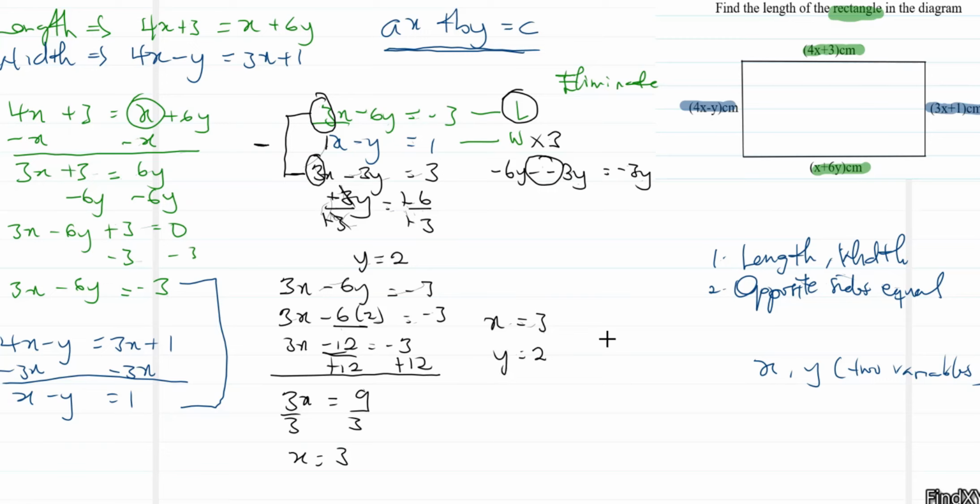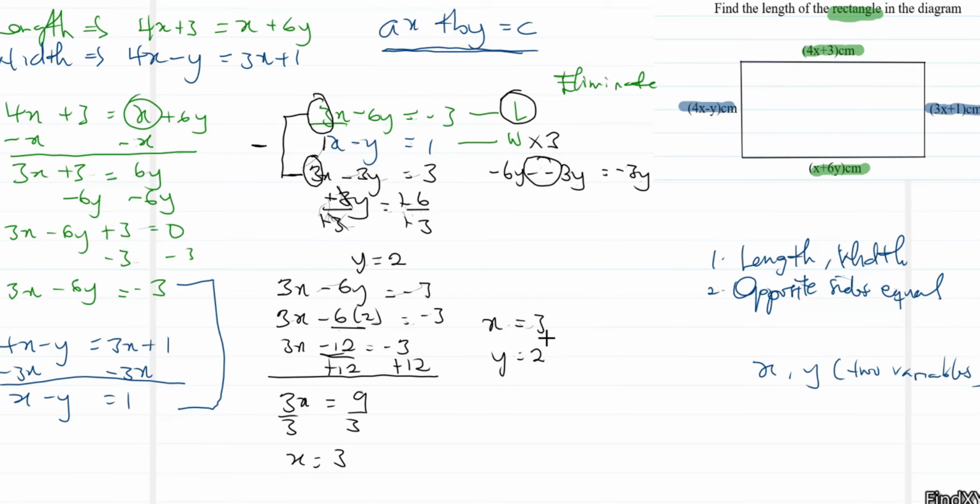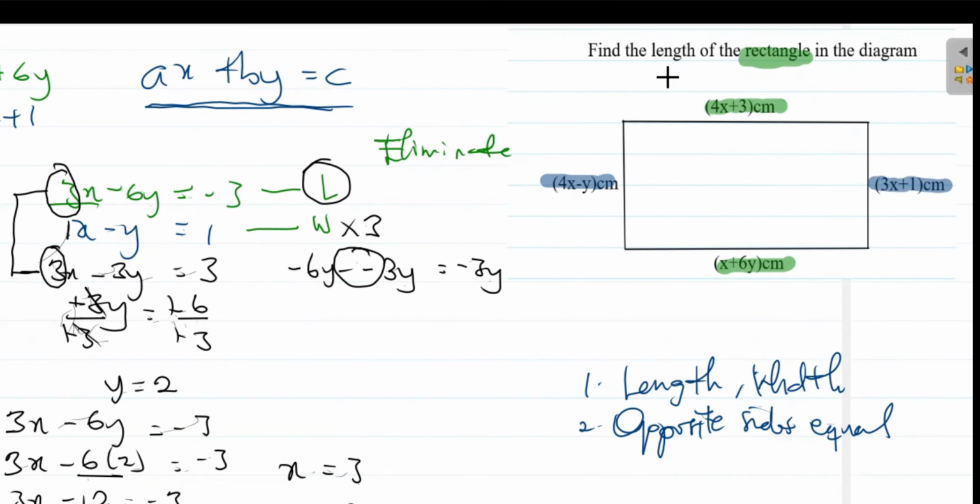Let's go back to our diagram. You realize that we were asked to find the length of this rectangle, so we are just going to focus on the length. Now what is the length here? 4x plus 3. And what is the value of x? The value of x is 3. So we substitute 3 for x. 4 times 3 will give us 12, plus 3. That will give us 15 centimeters. Mind you, the unit is centimeters, so it's very advisable to add the unit.